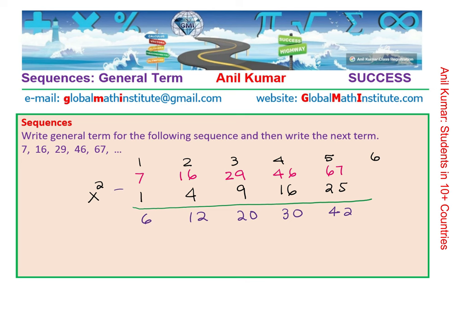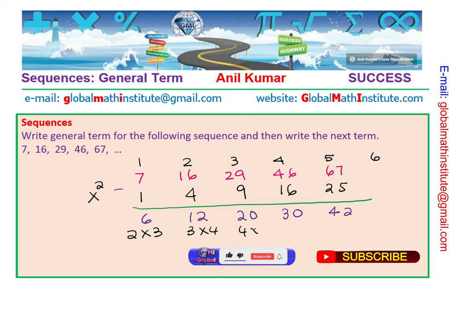Well, you can see that these are products of numbers. So definitely, when we are looking into a quadratic relation, x times x plus 1, something like that has to be there. So 6 is 2 times 3, 12 is 3 times 4, 20 is 4 times 5. So we can rewrite this as 2 times 3, 3 times 4, 4 times 5, 5 times 6, 6 times 7. Do you see the pattern?